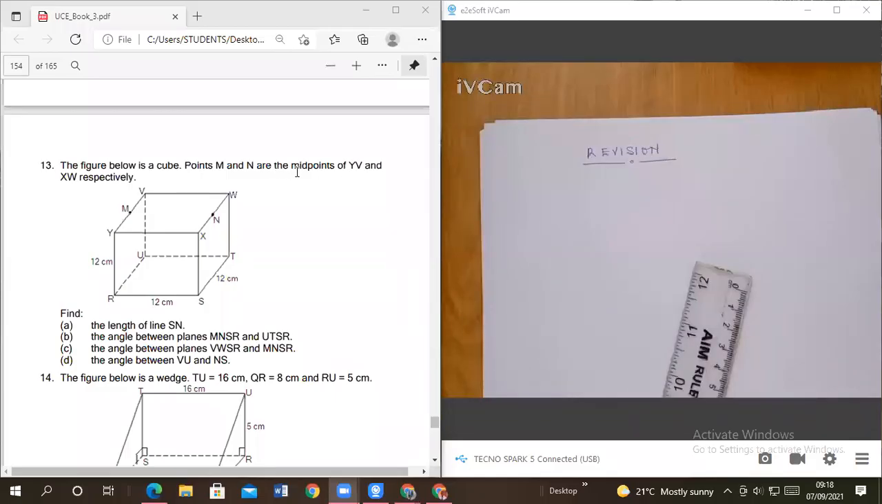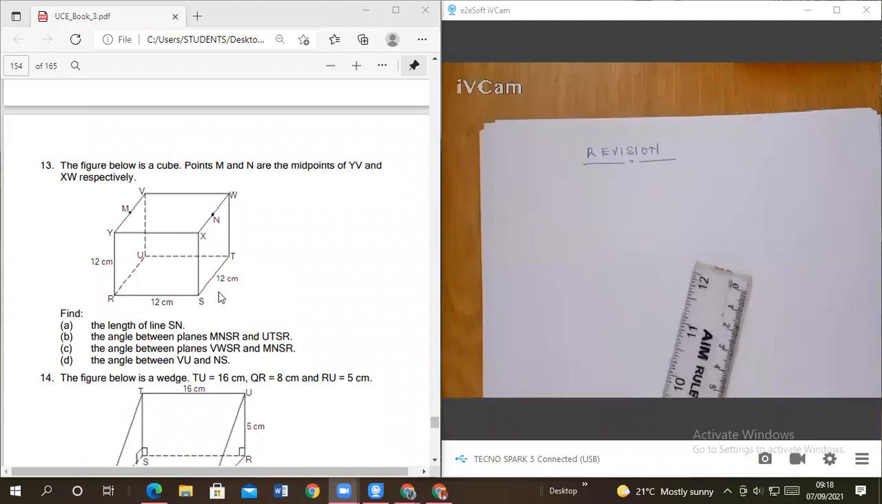M and N are the midpoints of YV and XW respectively. So it means that M is the midpoint of YV and N is the midpoint of XW. So that way you see the diagram. Now they're telling us to find the length of line SN.